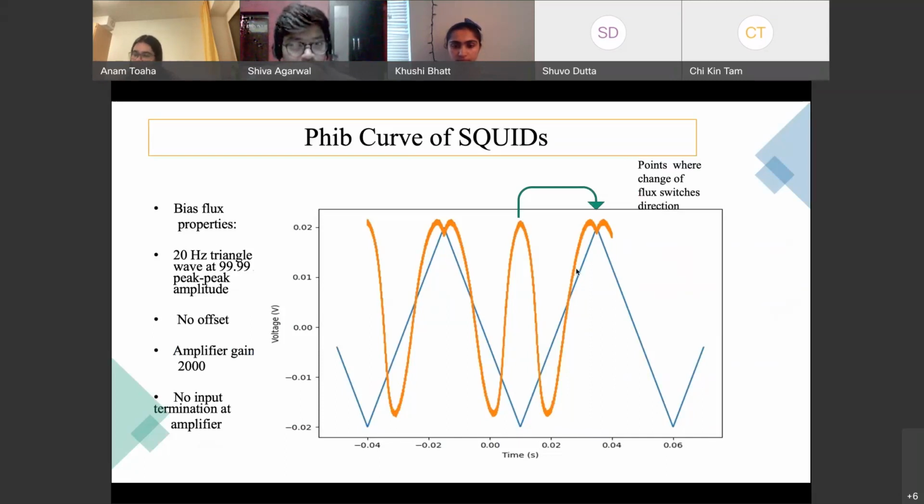If the input current is more than the critical current of the SQUID, the SQUID will always operate in resistive mode. So this is the phi-B curve of the SQUID. That's why we observe a periodic nature of our phi-B curve.